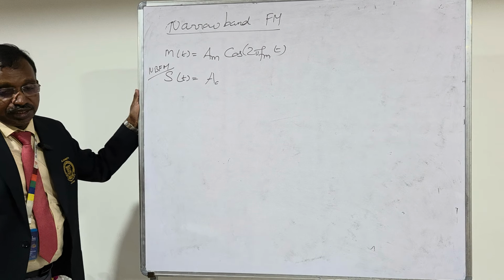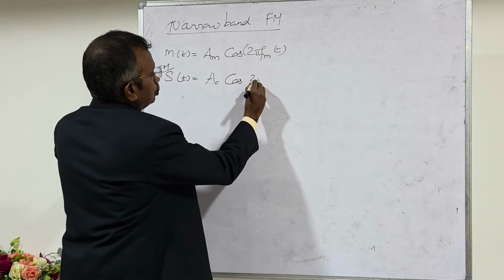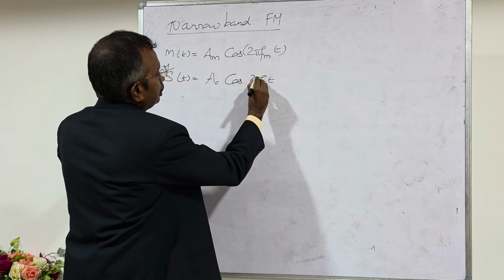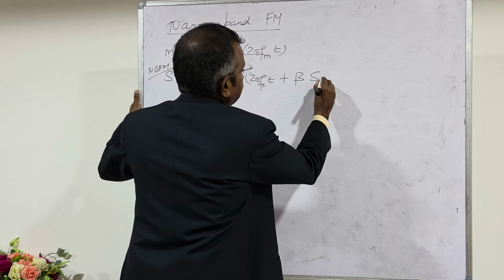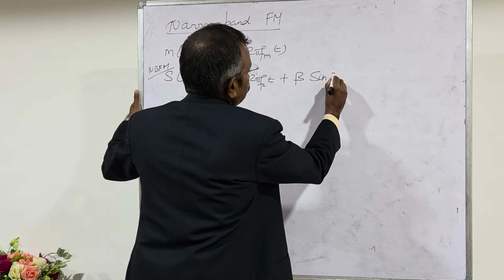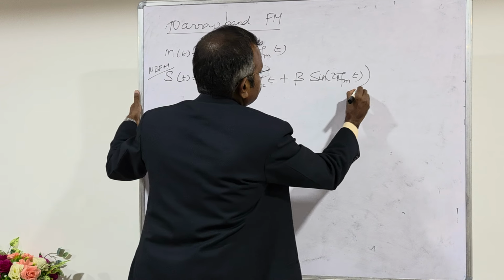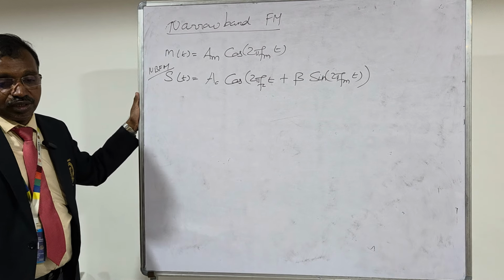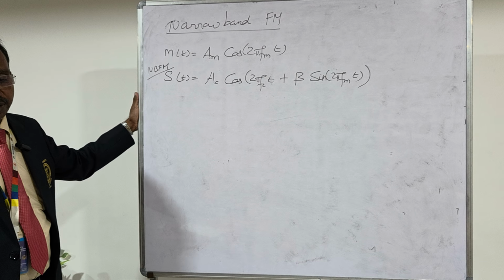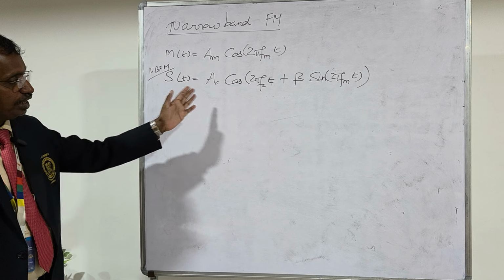Ac cos(2 pi fc t plus beta sin 2 pi fm t). So this is the equation for the FM signal, right? Then I can write this as, I am going to expand this term.